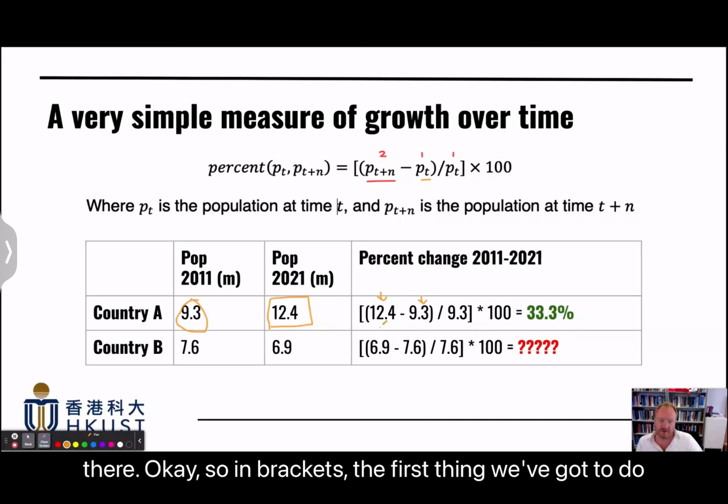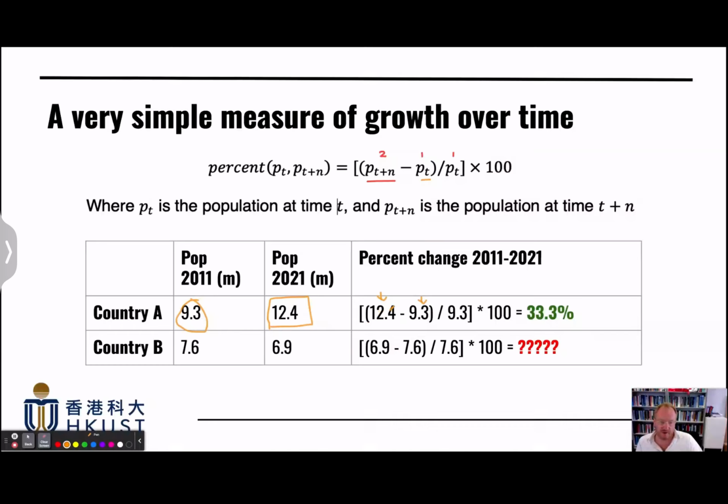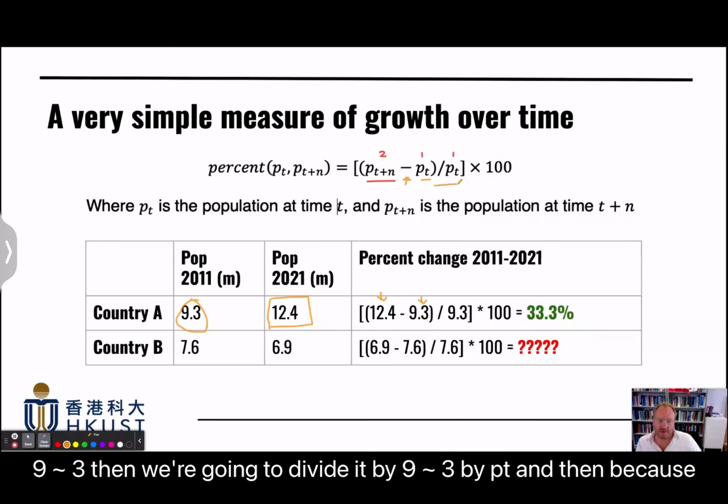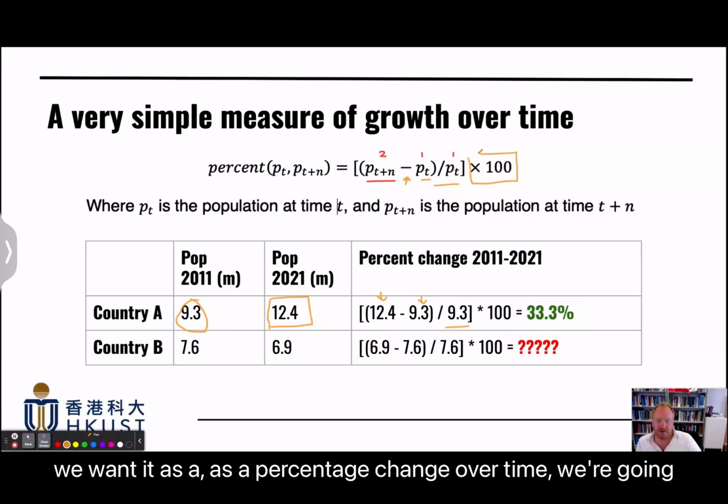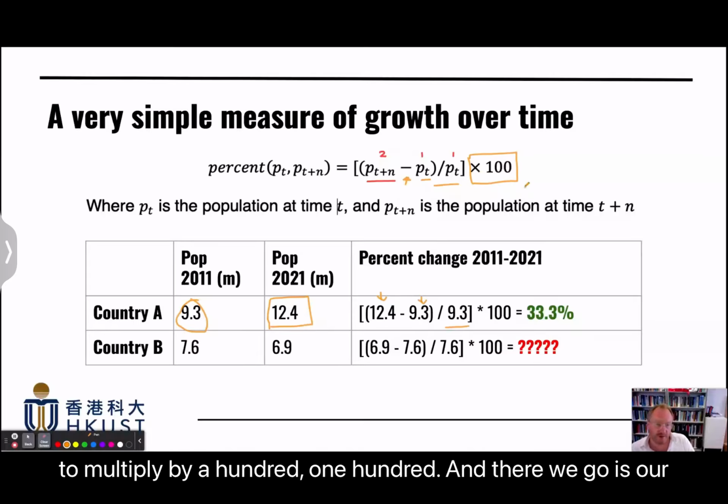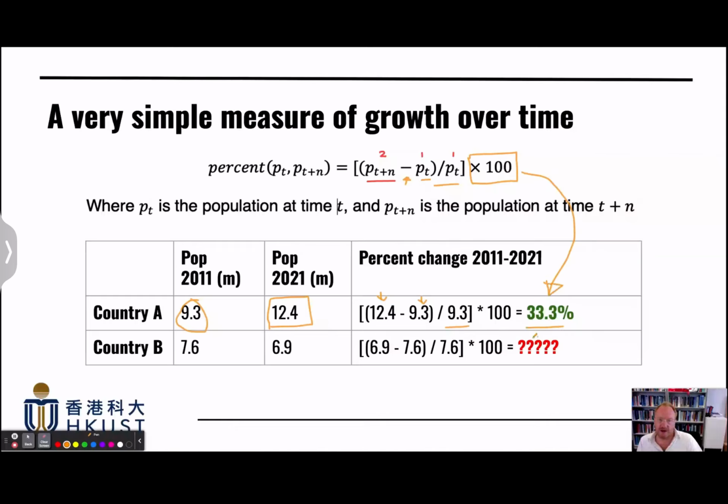So in brackets, the first thing we've got to do is 12.4 minus 9.3. Then we're going to divide it by 9.3, by PT, and then because we want it as a percentage change over time, we're going to multiply it by 100. And there we go, is our answer, which is 33.3.